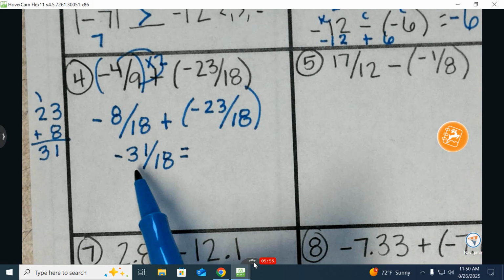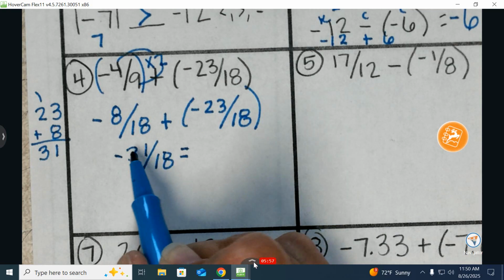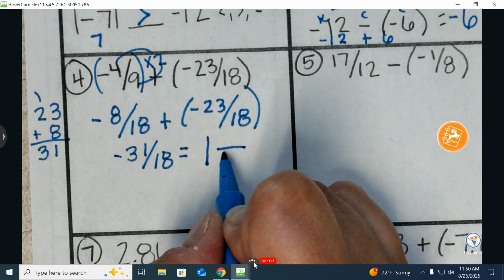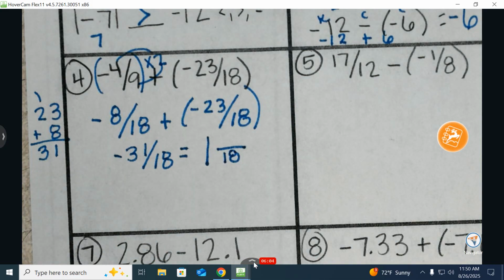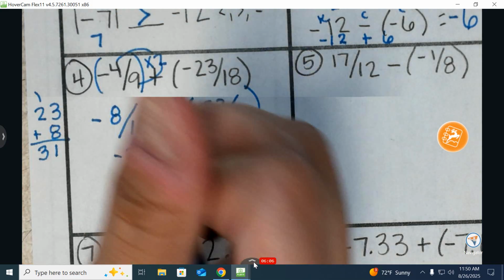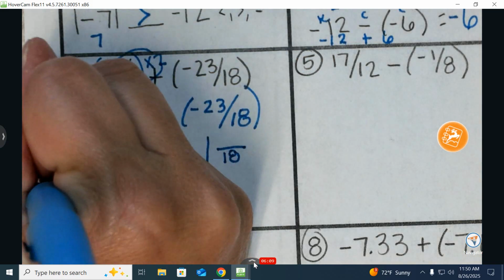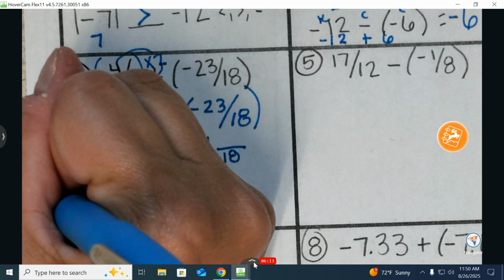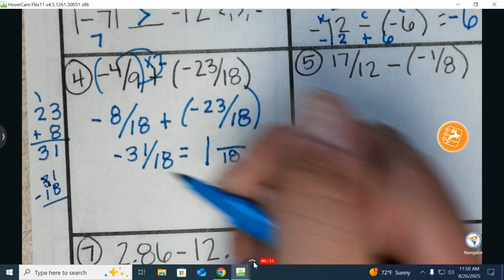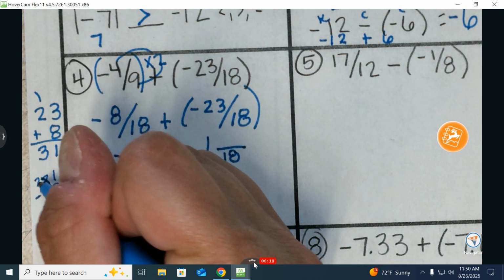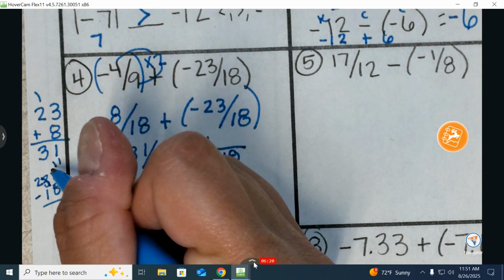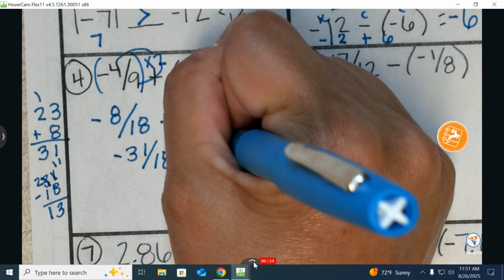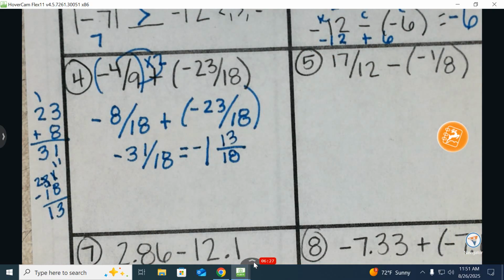mixed number, this is improper, so how many 18s would go into 31? That would be 1. And to figure out how many is left over, you're going to subtract 18 from 31. I have to borrow. That's a 3, and that's a 1. So you have 1, negative 1, and 13/18.